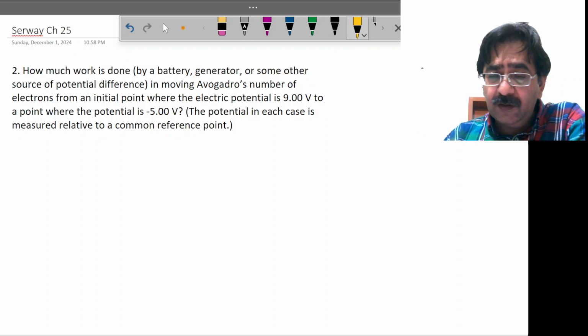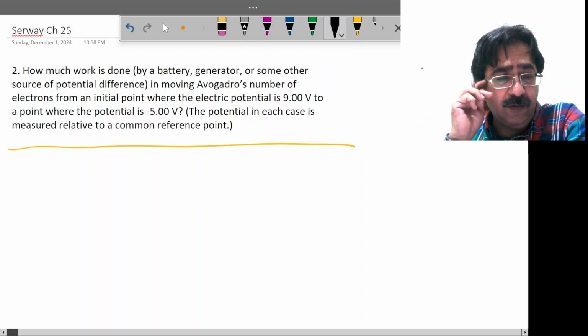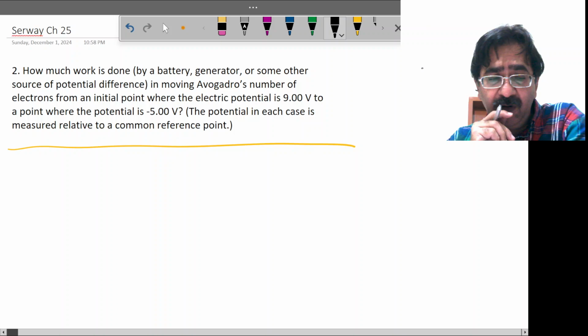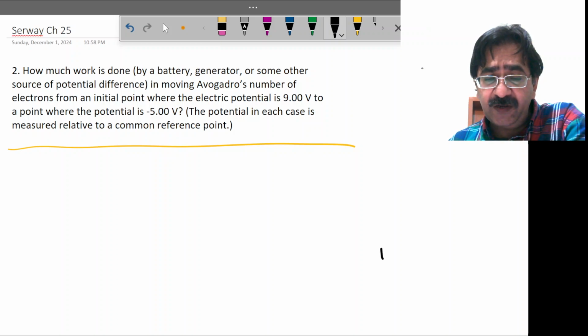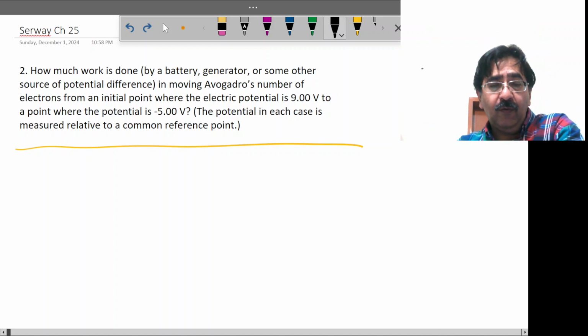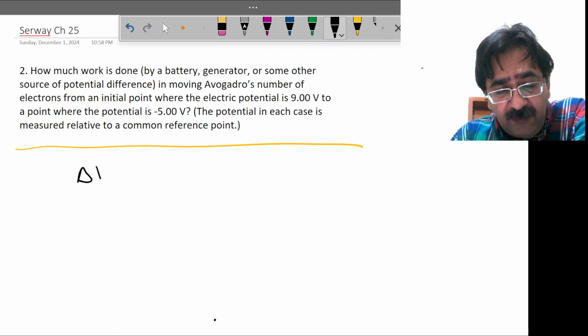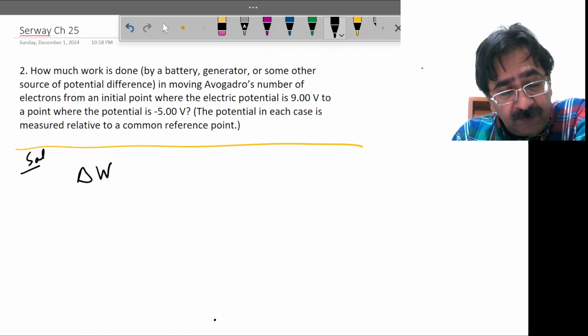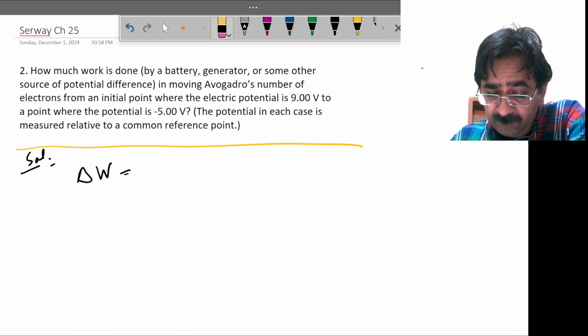So let's start. The question number 2 is: how much work is done in moving Avogadro number of electrons from the initial point where the potential is 9 volt to the point where the potential is minus 5 volt? How will we solve it? We have to calculate the work.